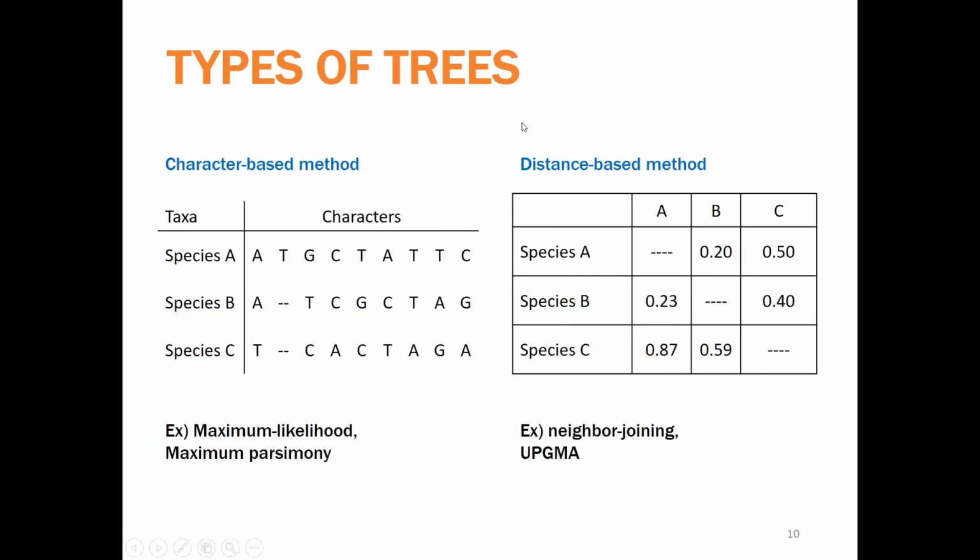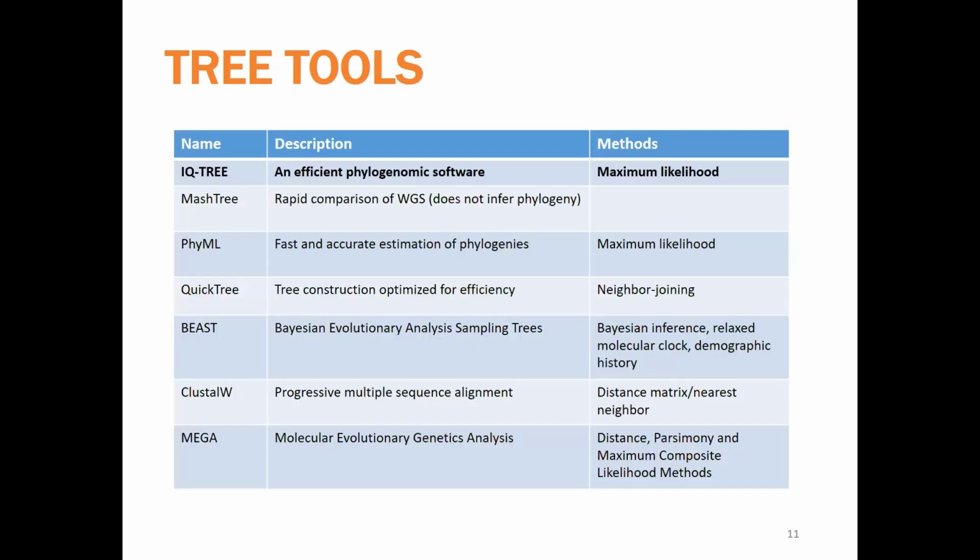There are also distance-based methods. These are based on the matrix of pairwise genetic distances shown here, and they're calculated between sequences. This would include the unweighted pair group method with arithmetic means and neighbor joining trees. There are many different types of tree tools out there, probably hundreds.